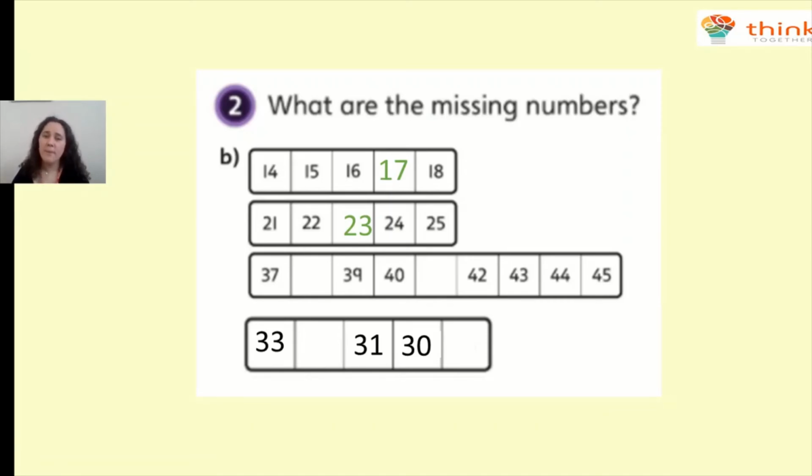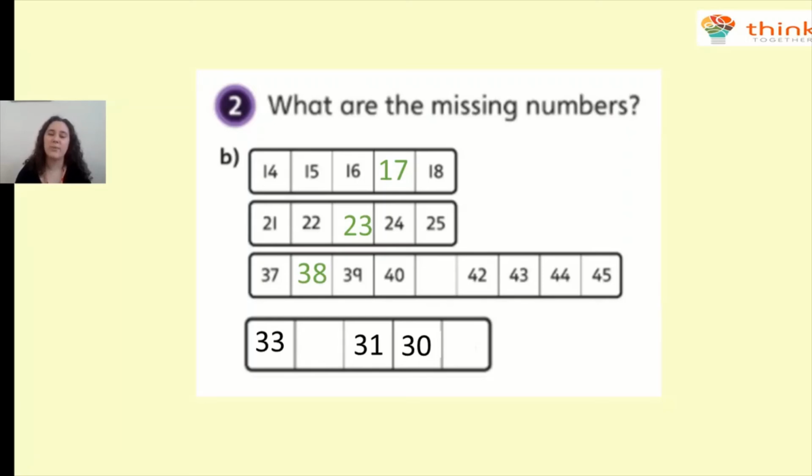Well done, they're getting bigger. So what does that mean? If the numbers are getting bigger, are we counting forwards or backwards? Well done, we're counting forwards again. So we need to count forwards to find these numbers. You ready? Let's count forwards. 37, 38. Brilliant. Can you remind me, how do we write 38?